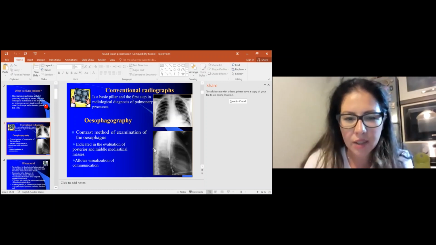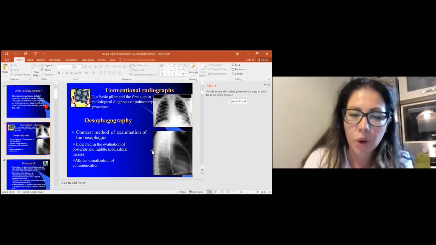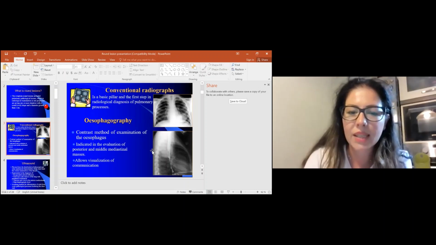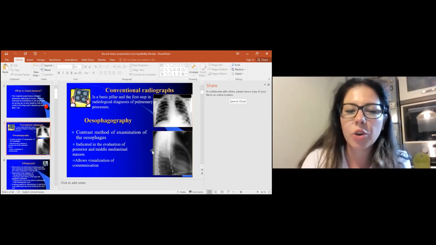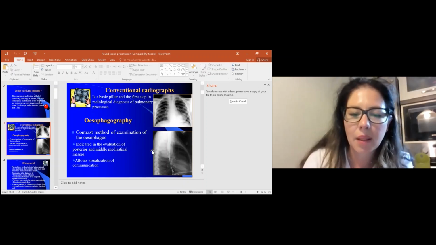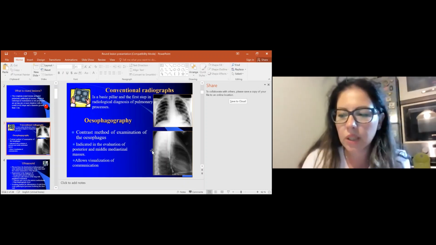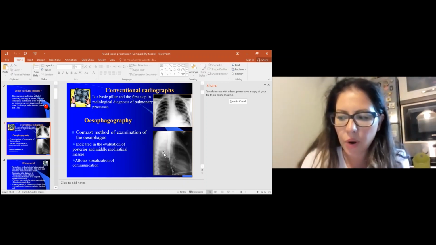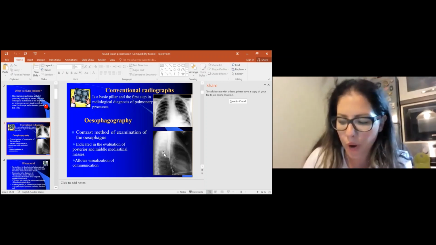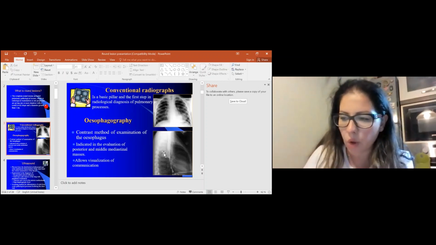On the second image, it's esophagography, or contrast method of examination of the esophagus. It's indicated in the evaluation of posterior and middle mediastinal masses, and allows visualization of communication. We can also see a round lesion here on the posterior upper side with no compression on the esophagus.